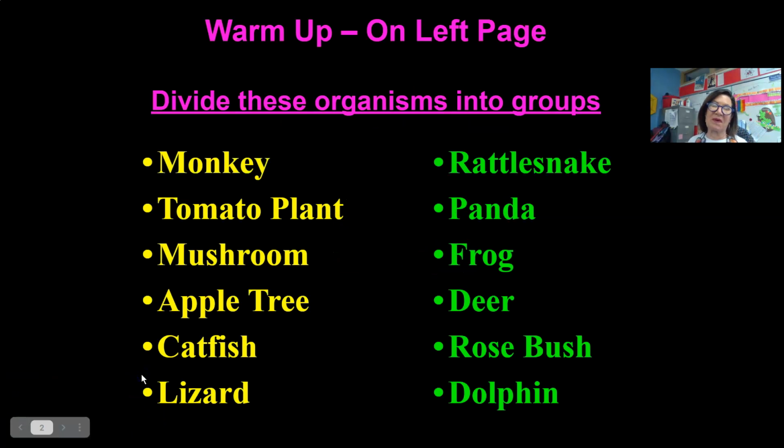So here's kind of like a warm-up. We're going to divide these organisms into groups, so what we think will work together. The monkey, a tomato plant, a mushroom, an apple tree, catfish, lizard, rattlesnake, panda, frog, deer, rosebush, and dolphin. There are many groups that these can be broken into. I'm going to pause for a second and I want to hear what you guys think about how these should be grouped.